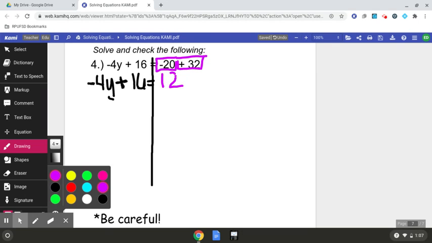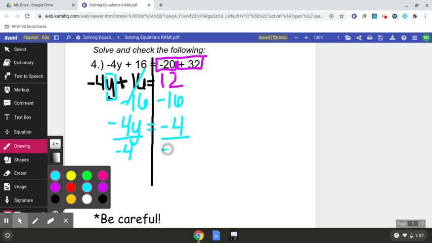And now what we have is a 2-step equation. So when we look to solve this, our goal is to get y by itself, right? So the first thing I want to get rid of is that positive 16. So I'm going to make it negative 16, or minus 16. So I have negative 4y equals negative 4. And my final step to get the y alone is to divide out that negative 4. So this will cancel, leaving me with y equals negative 4 divided by negative 4 is 1.